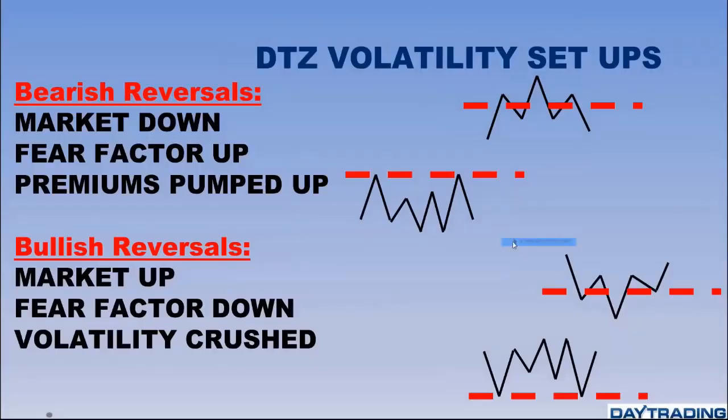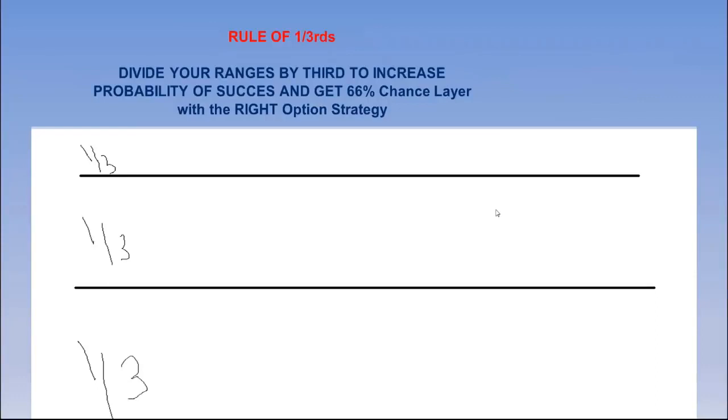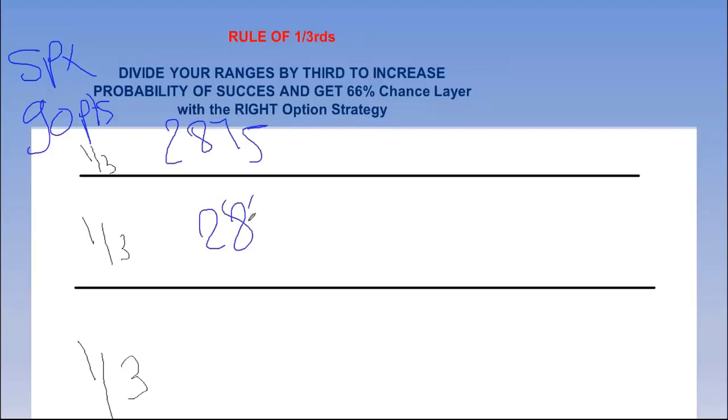Okay, next. Let's go through the rule of thirds, okay? Now, the rule of thirds dictates, everybody, that you take a range. So let's say I look at my SPX today and I see a 90-point range. So I'm going to, let's say, divide by thirds: 28.75, 28.45, and 28.15.